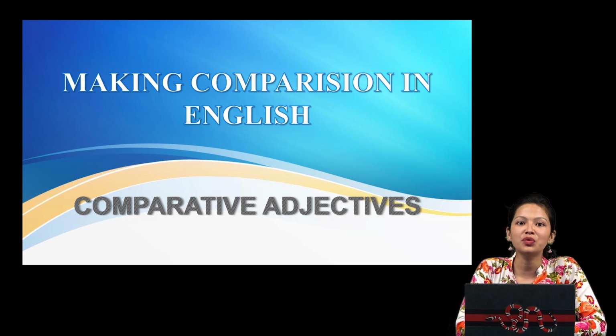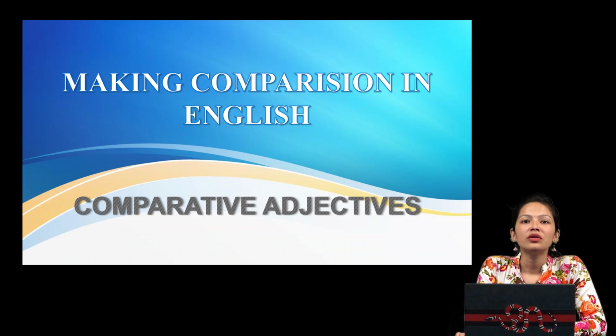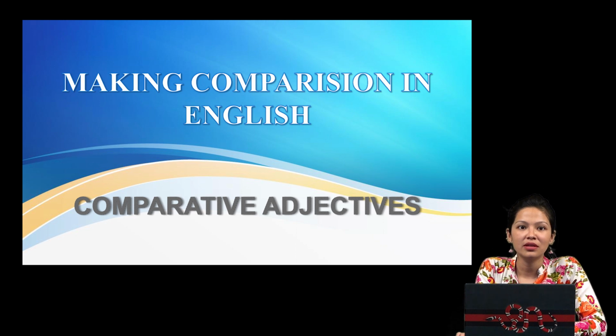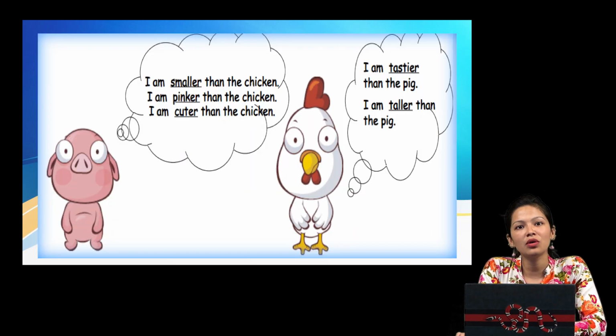So today we'll be starting with a new topic, making comparisons in English, that is comparative adjectives. Okay. So what can you see in this picture? There is a chicken and there is a pig. So the pig says, I am smaller than the chicken, I am pinker than the chicken, I am cuter than the chicken. And the chicken says, I am tastier than the pig, I am taller than the pig.